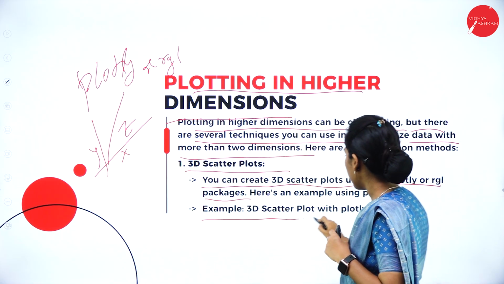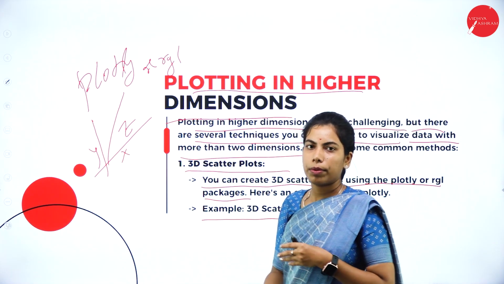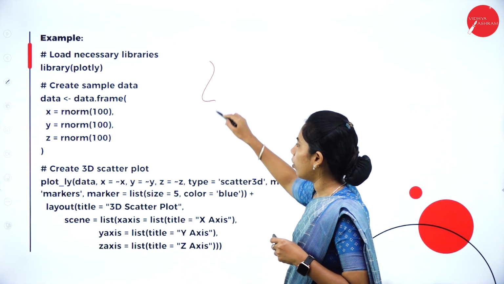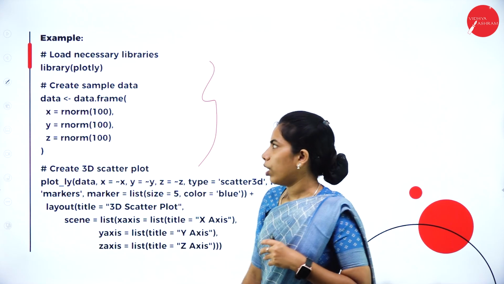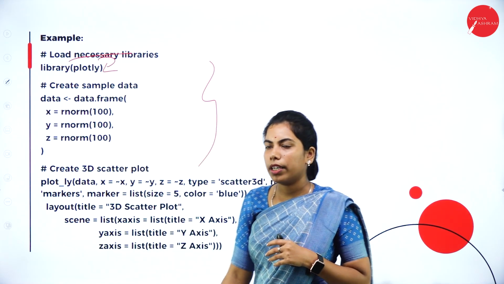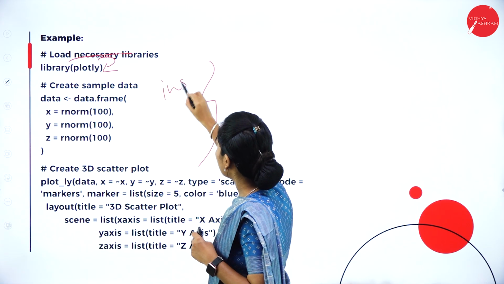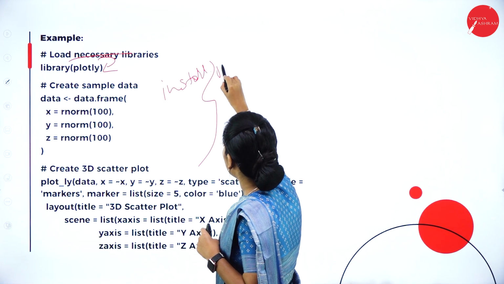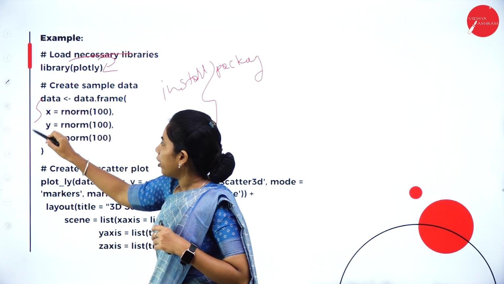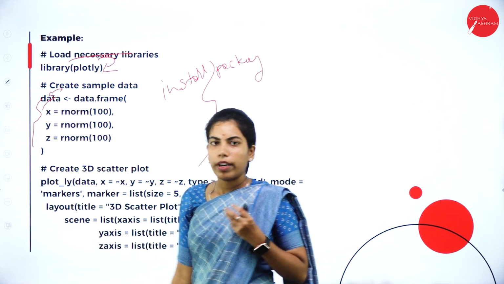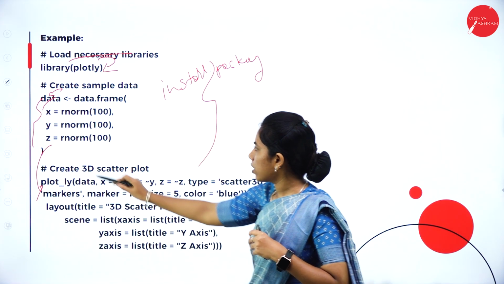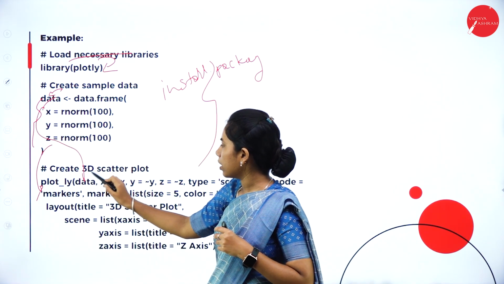And also an example of a 3D scatter plot with the plot library, plotly. Here you can see one example of how to draw 3D scatter plots. Load that library. We need the plotly library. Before loading, you have to install that package with install.packages. Then create some data and store it in a variable called data. Now call plot_ly and pass the data.